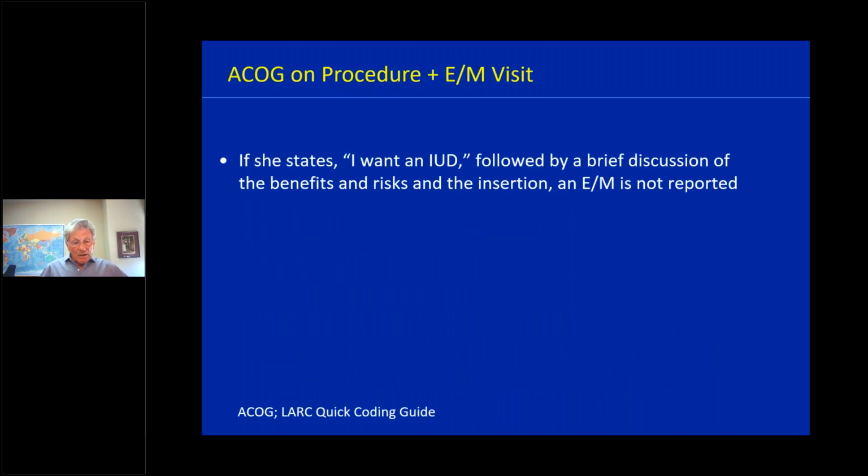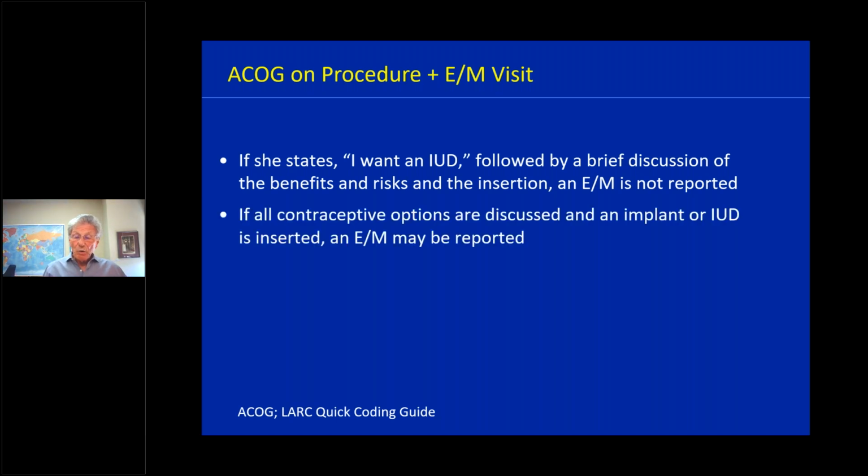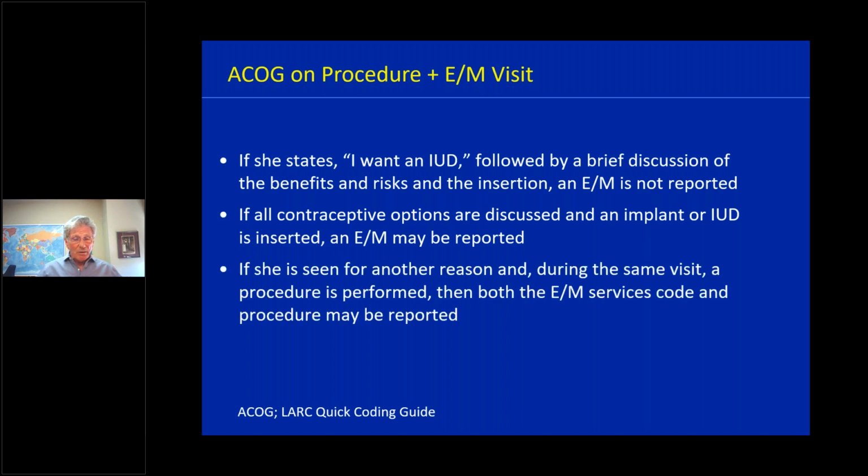Okay, and this is advice which comes from ACOG from their quick coding guide. If the patient comes in and says, I want an IUD, I want an implant, and that's all you discuss, but then you did the placement, you cannot bill an evaluation and management code for that visit. On the other hand, if the patient came in and said, I don't have any idea what I want, you spent a half hour talking with her about what are your reproductive intentions? What are you looking for in a method of contraception? You do shared decision-making counseling. And after that, she decides she wants an implant or an IUD. Then you can bill both for the counseling and the CPT code for the procedure.